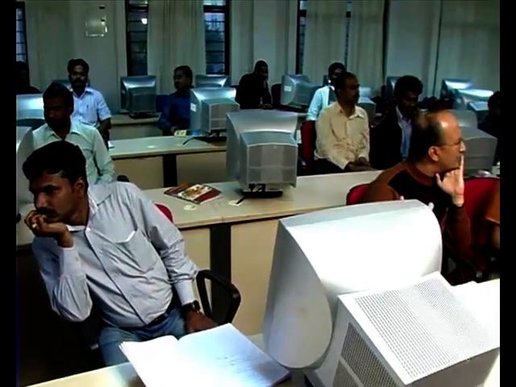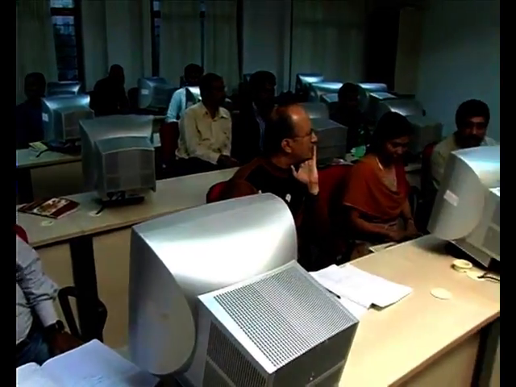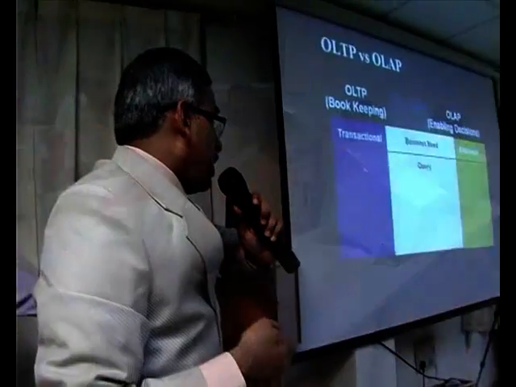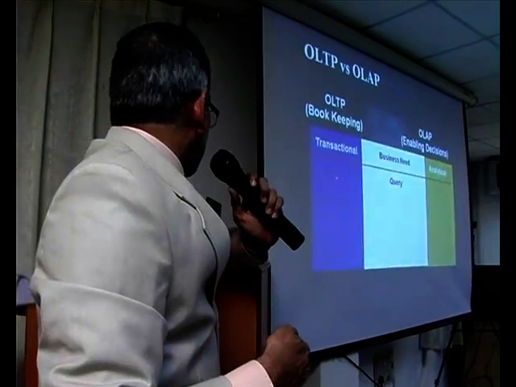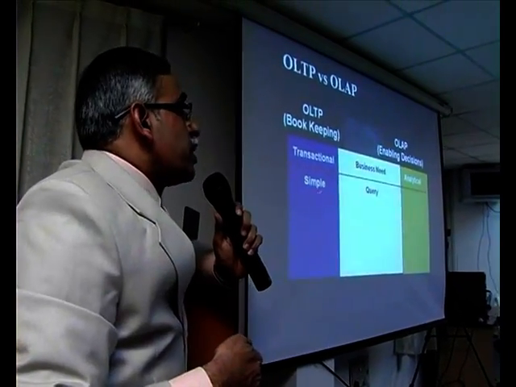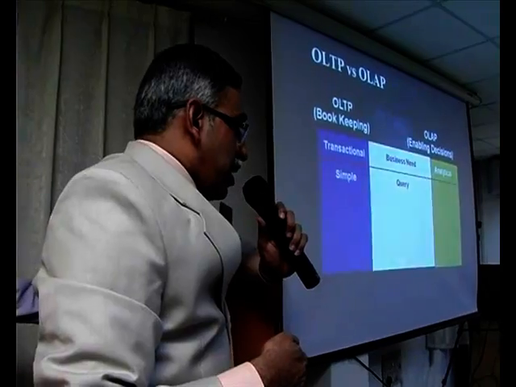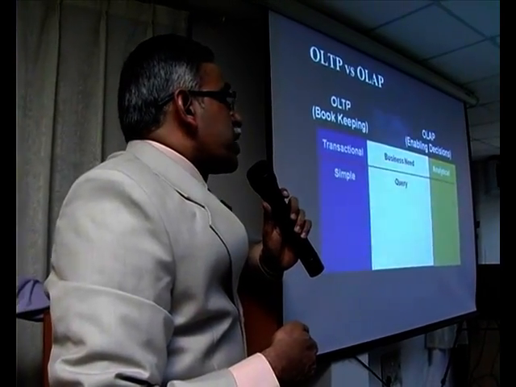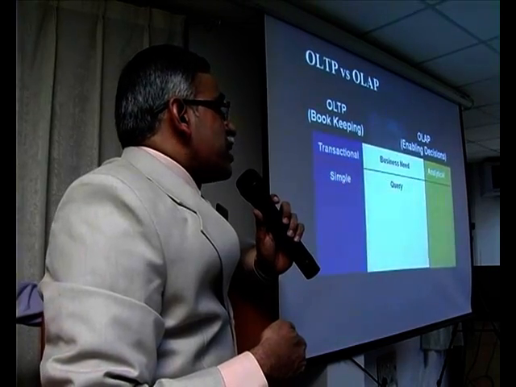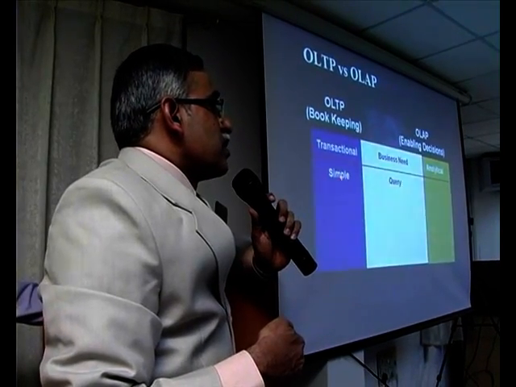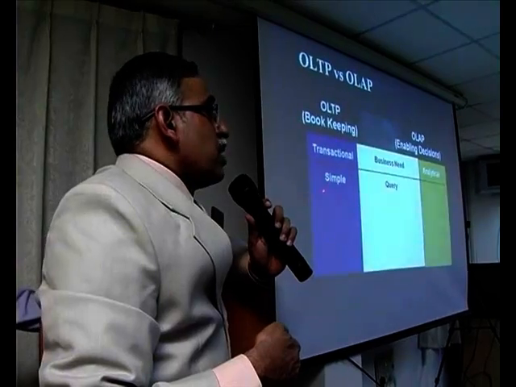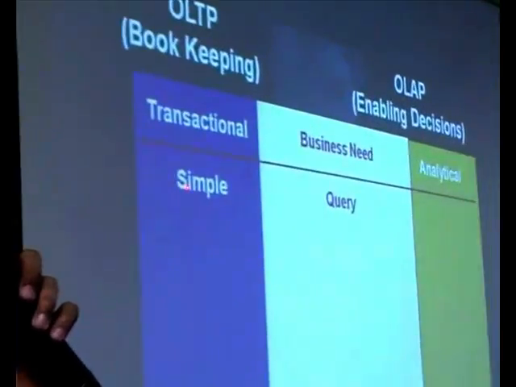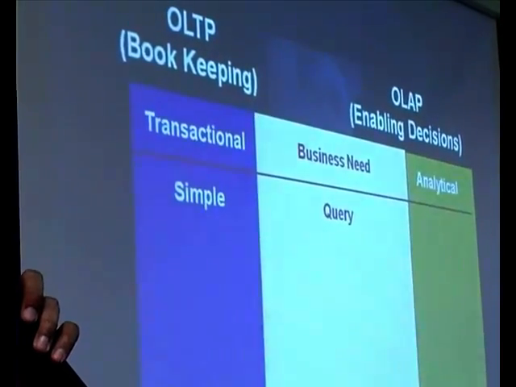Then coming to the next comparison, which is query. From the query point of view, OLTP is basically very simple in nature. Simple in the sense that, using the application need, I can write a simple select statement here. The query is not quite complex here. It is very simple, easy to understand, and easy to run for the day-to-day applications.